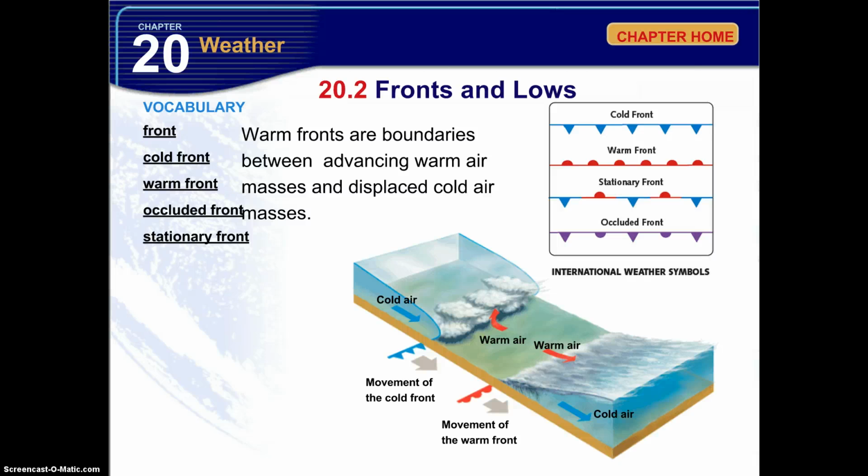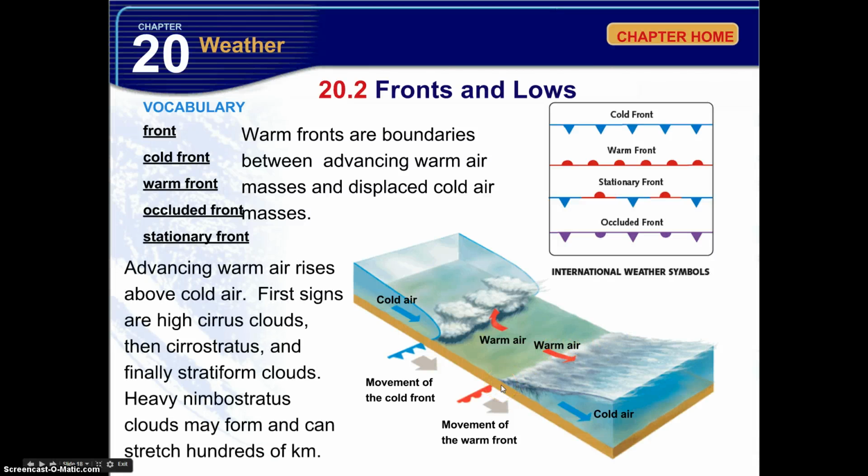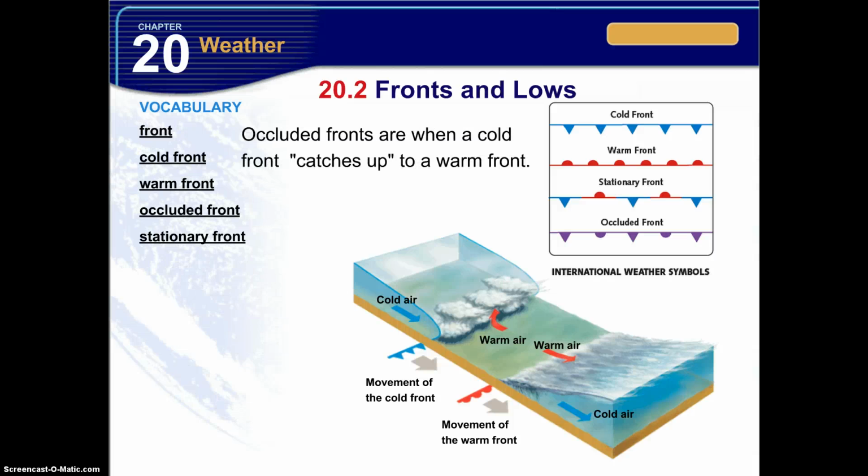Warm fronts are boundaries between advancing warm air masses and displaced cold air masses. So we see a warm front on this side. Advancing warm air rises above the cold air, with first signs of high cirrus clouds, and then cirrostratus, and then finally stratiform clouds. Heavy nimbostratus clouds may form and can stretch hundreds of kilometers.